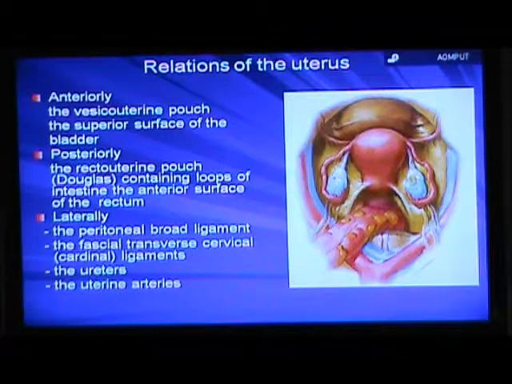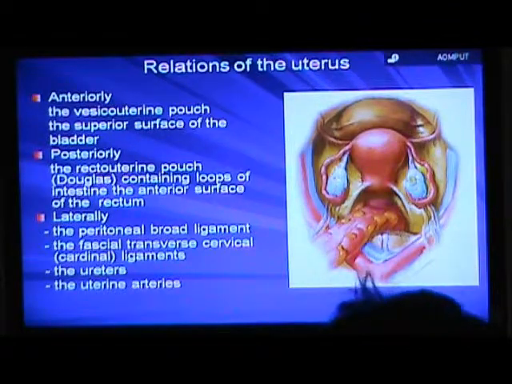Posteriorly, so look, this deepest one, the recto-uterine pouch, this Douglas cavity, which contains loops of the intestine and is related to the anterior surface of the rectum. Laterally to the uterus are the peritoneal broad ligament of uterus, the cardinal ligaments, the transverse cervical ligaments, the ureters, which enter the urinary bladder, and the uterine arteries.